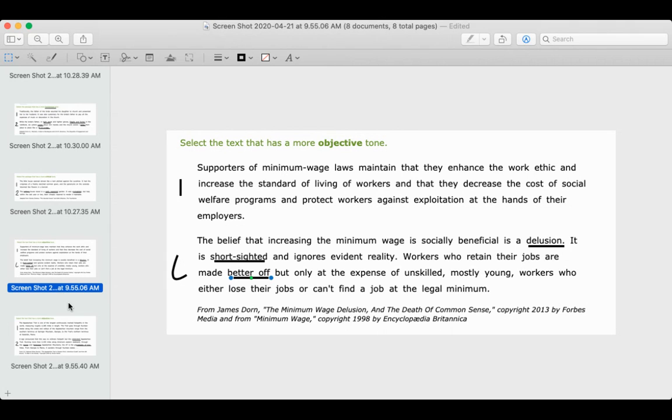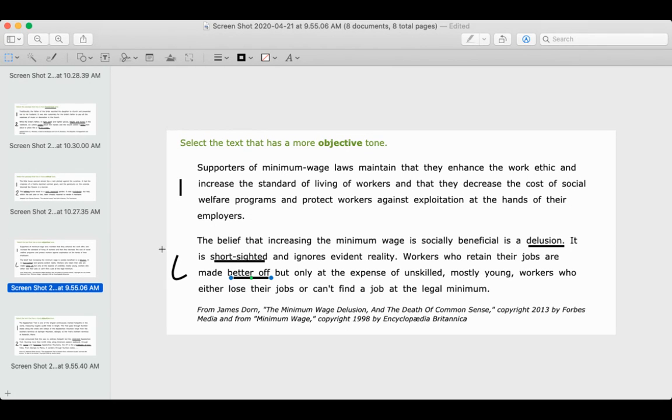So objective would be like neutral, as opposed to subjective, where a person is definitely putting themselves in the writing, the argument. It might even use first person versus a third person objective kind of writer. We get words here that, it's very factual when it's objective. So again, it's factual, neutral, and objective.